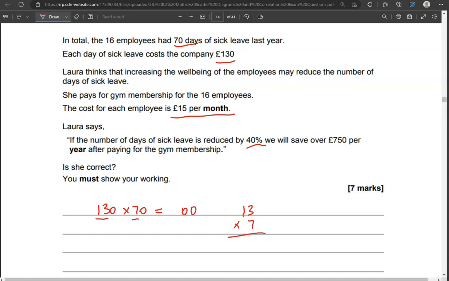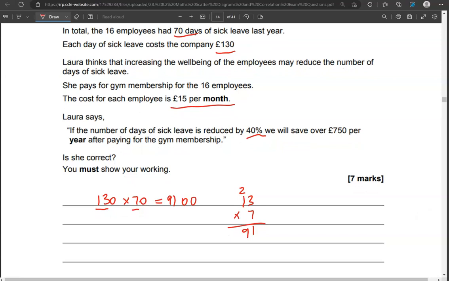So if I put the 2 zeros at the end, I can now multiply 7 by 3, which is 21. So 1 down, 2 carried over. 7 times 1 is just 7, and the 2 is 9. So we get 91. So 130 times 70 is 9,100. So we've got the cost, £9,100 per year.